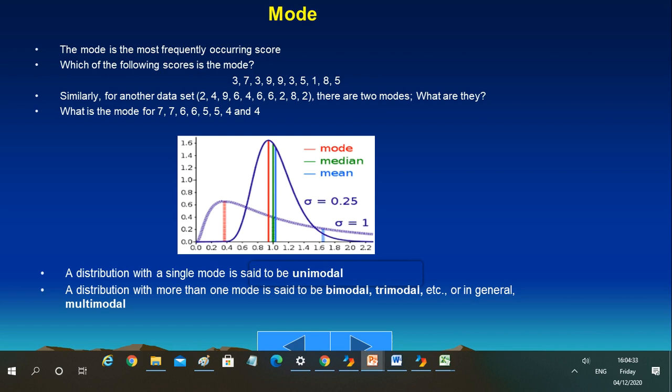Similarly, take another data set like this, 2 4 9 6 4 6 6 2 2 8 2, etc. And what is the mode? A distribution with a single mode is said to be unimodal. When you are calculating only one mode, it is known as unimodal, or single mode. A distribution with more than one mode is said to be bimodal or trimodal, or in general it is known as multimodal.